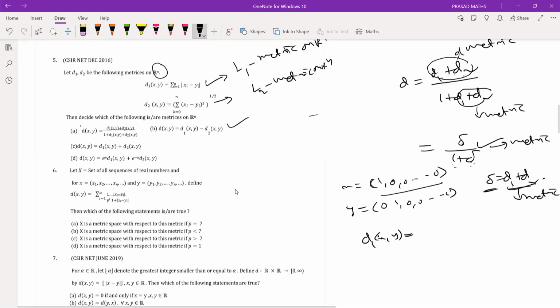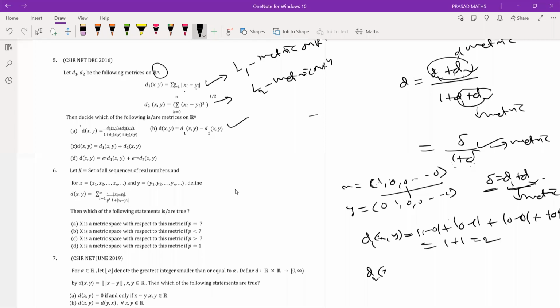Understand? Summation, what is this? Summation of modulus of xi minus yi. That means: modulus of 1 minus 0, plus modulus of 0 minus 1, plus modulus of 0 minus 0, going on to modulus of 0 minus 0. Modulus of 1 minus 0 is nothing but 1. This is also 1. So the total is 2. Is it okay? D1 is nothing but 2.